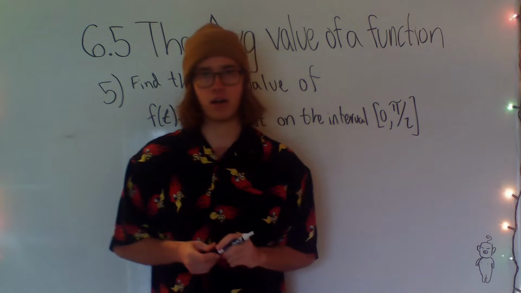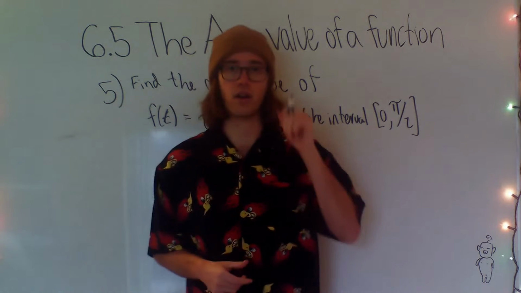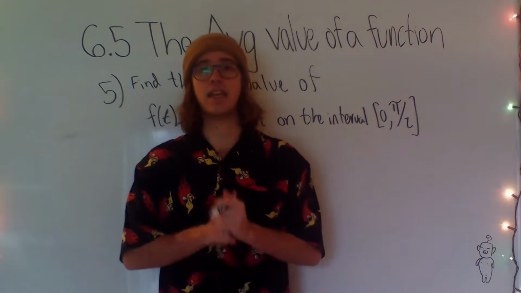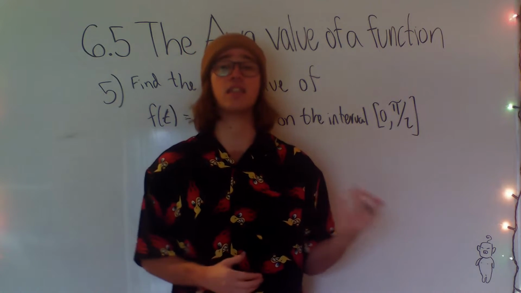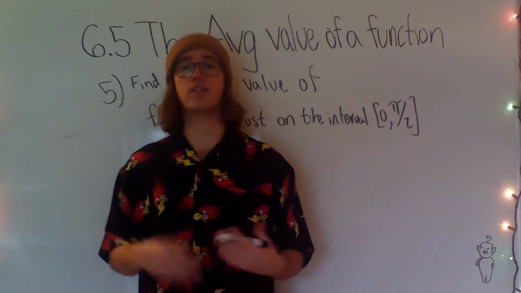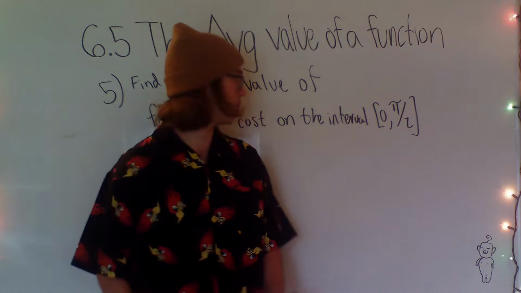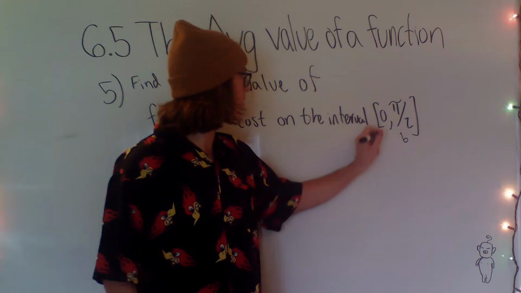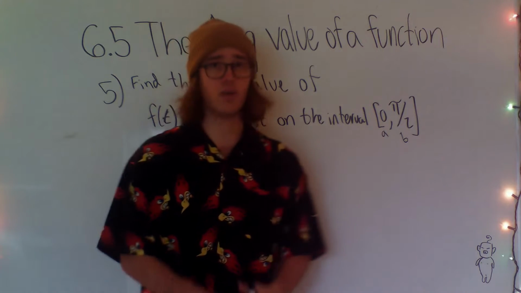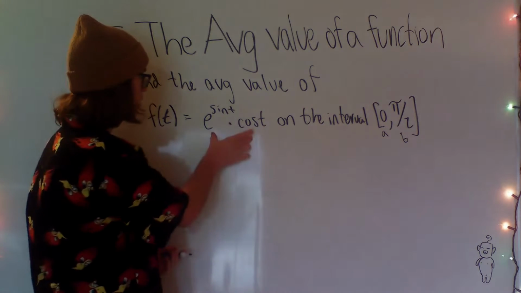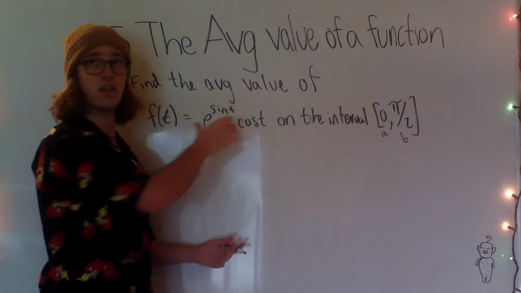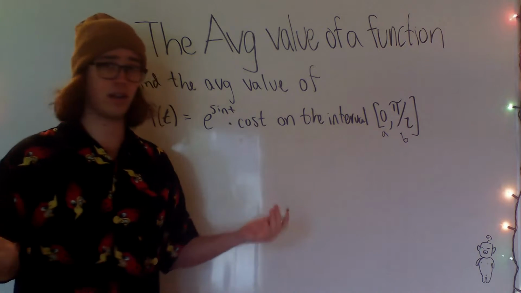So we know what our formula is. It's going to be 1 over b minus a times the integral from a to b of f of t dt. What is our b? What is our a? We first need to establish those. Well, our b is going to be pi over 2, our a is 0, and then what is our f of t? Well, obviously e to the sine t times cosine of t. That is the function we're dealing with here after all.